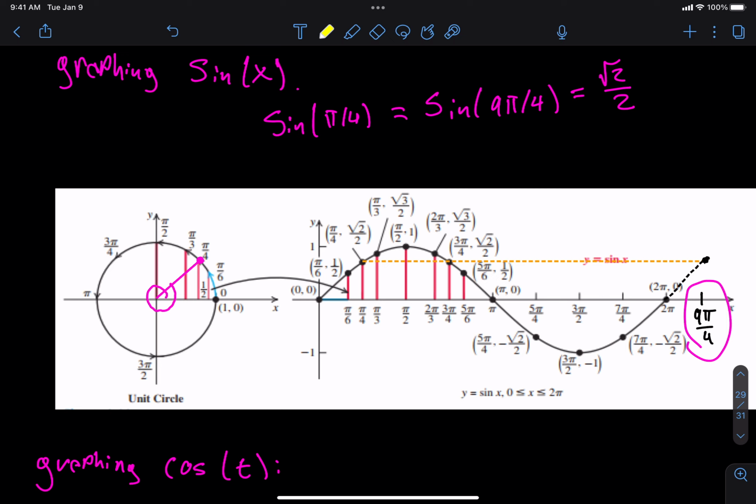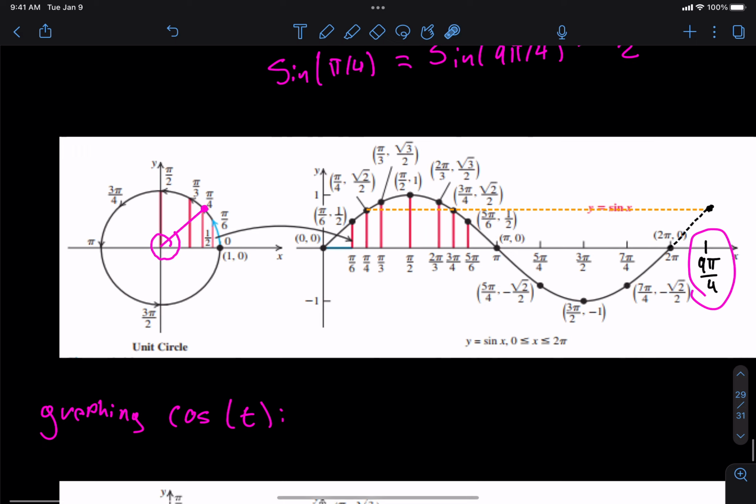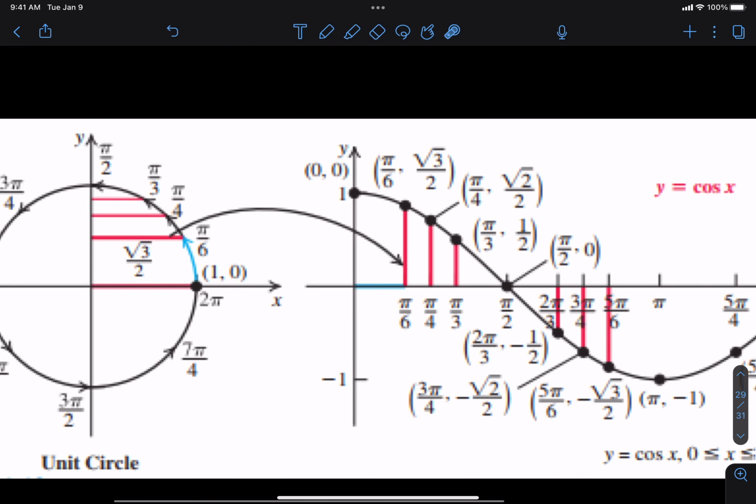So that's a little bit more confusing because here we're trading a height for a height, right? But what are we going to do when we're doing cosine? We're not going to trade a height for a height. We're going to trade a width for a height, okay? So the height of the function will be whatever the x-coordinate is of the corresponding point.